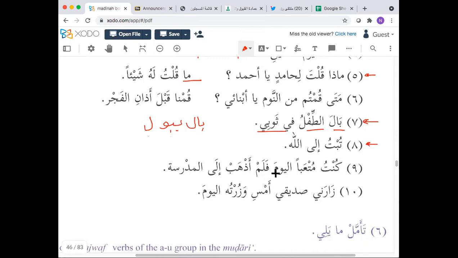طيب, number 8. تبت إلى الله. الحمد لله. وما معنى تبت؟ من تاب يتوب. To repent, yes. To ask Allah for forgiveness and promise never to come back, being sincere, never to return to the act again. And number 9. Who is it?